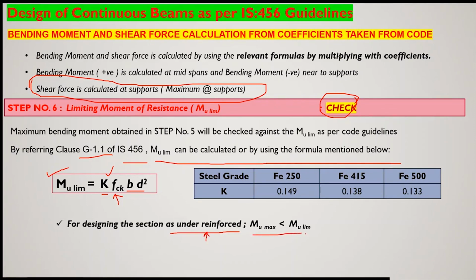So Mu maximum, which you calculated in step number 5, and this is step number 6, that means Mu limited, restricted by the Indian Standard Code, should be more than the maximum bending moment coming on the section. If you follow this guideline, then your section will be designed as under-reinforced. And if your Mu maximum is greater than Mu limited, then you have to redesign the section. Thank you.